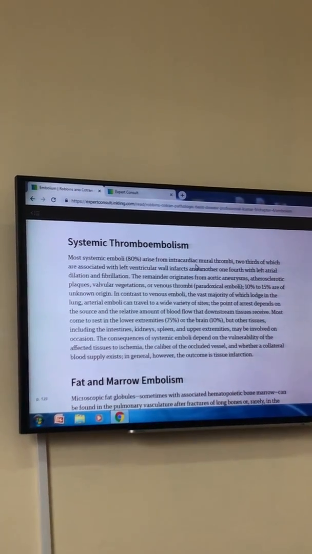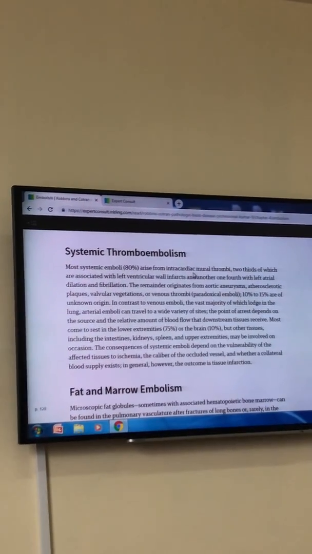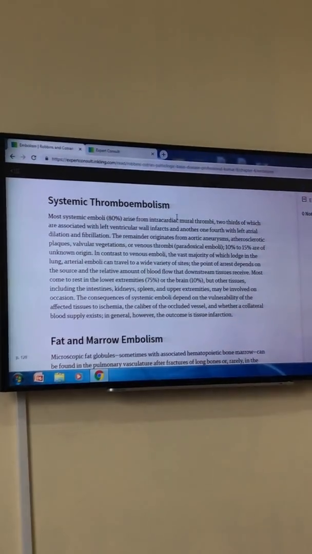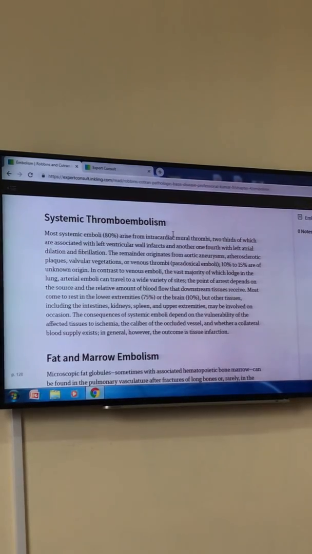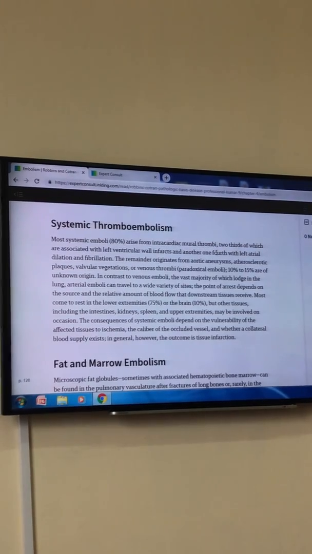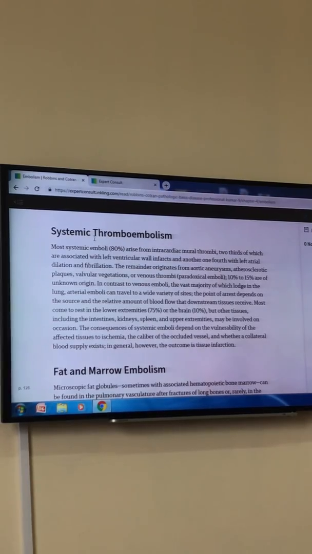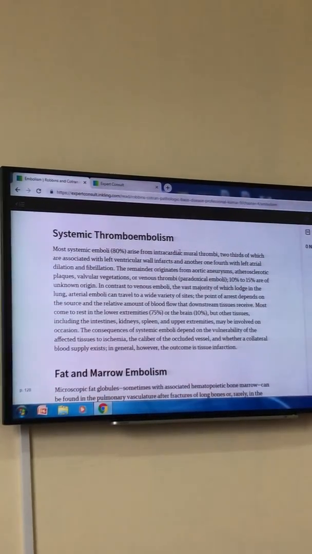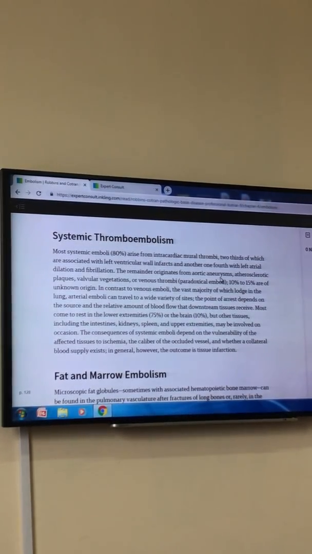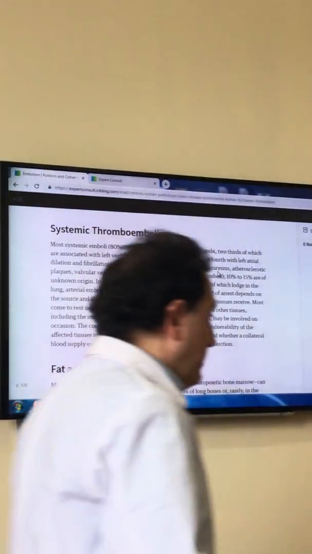So pay attention to the origin of embolizations from different organs. The lung gets emboli from deep leg veins, and for systemic emboli, most of them arise from the heart. The remainder, it says that 80% arise from intracardiac mural thrombi, but the remainder originate from aortic aneurysm. As I told you, aneurysm means dilation of a vessel.